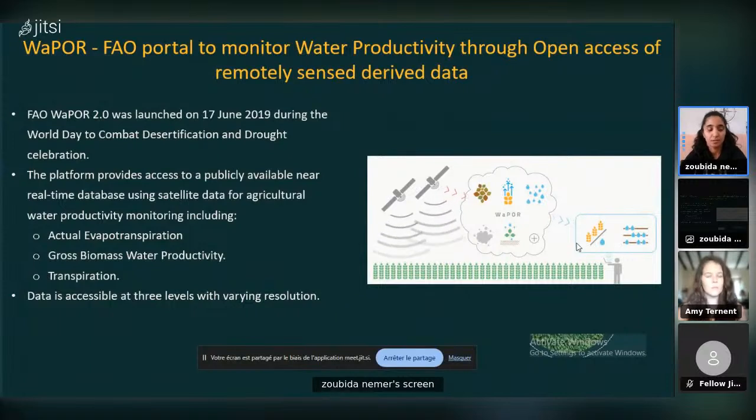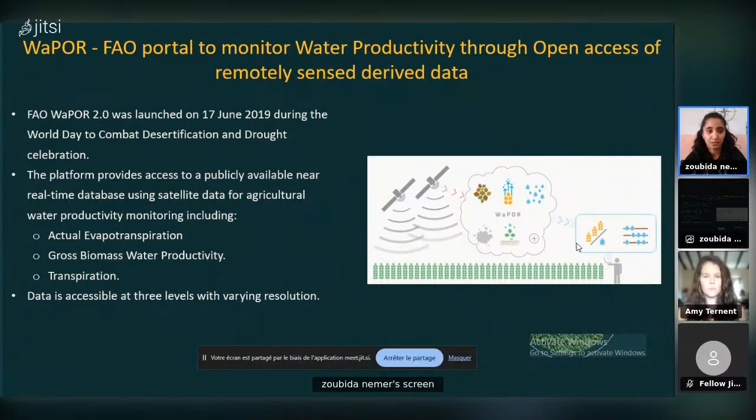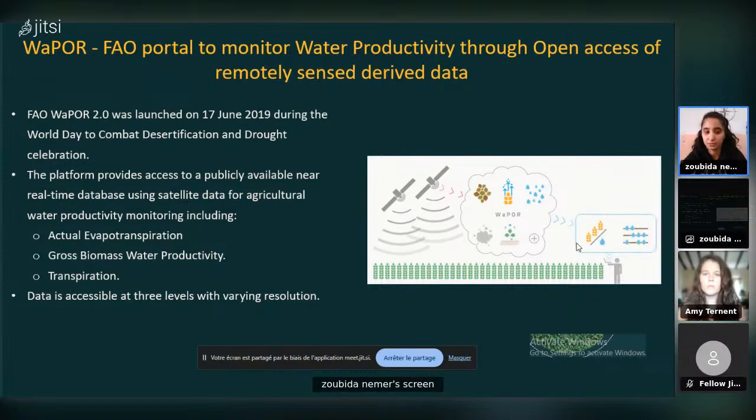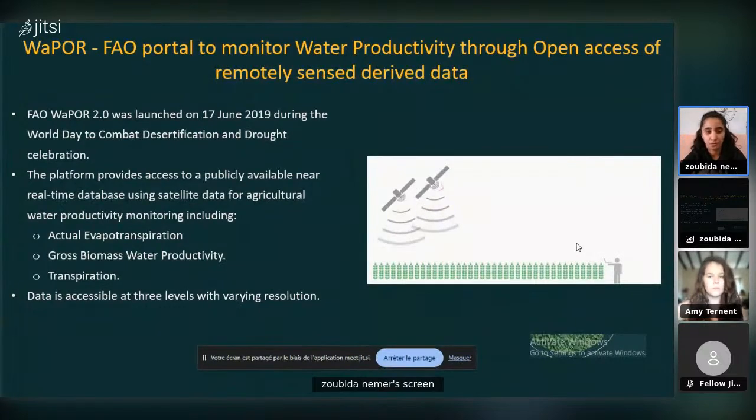It was launched in June 2019, and this platform provides public access to a near real-time database of data that are derived from satellite imagery. These data are mainly used for agricultural water productivity monitoring, and it includes actual evapotranspiration, gross biomass water productivity, and transpiration, and these are only some of the data sets available. You can find a lot of other data sets that we are going to see later on. And these data are available at 3 levels of varying resolutions.